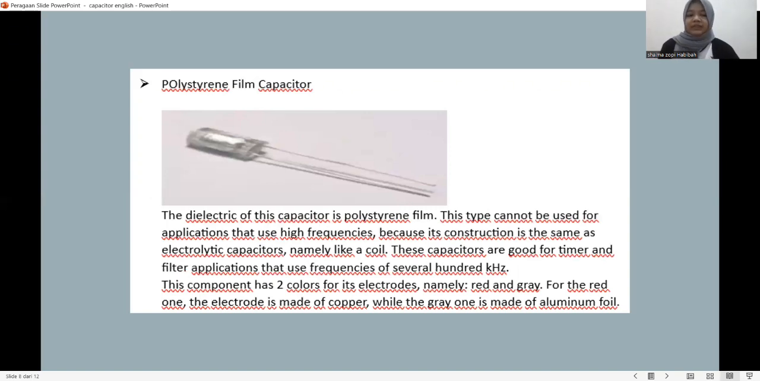Next, polystyrene film capacitor. The dielectric of this capacitor is polystyrene film. This type cannot be used for applications that use high frequencies because its construction is the same as an electrolytic capacitor, namely like a coil. These capacitors are good for timer and filter applications that use frequencies of several hundred kilohertz. This capacitor has two colors for its electrodes, namely red and gray. For the red one, the electrode is made of copper, while the gray one is made of aluminum foil.